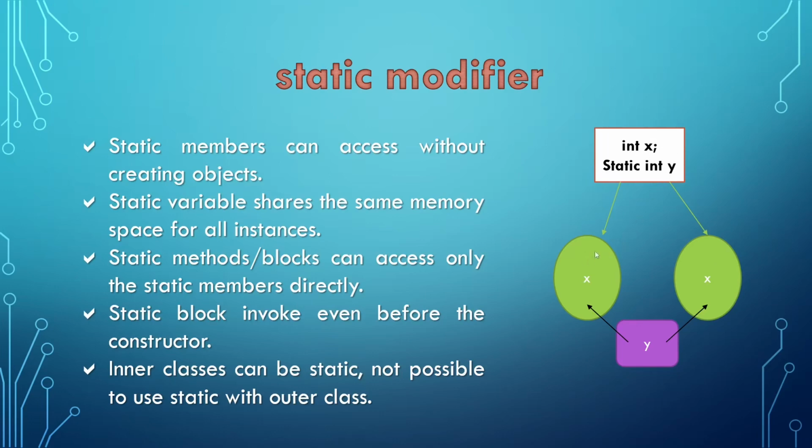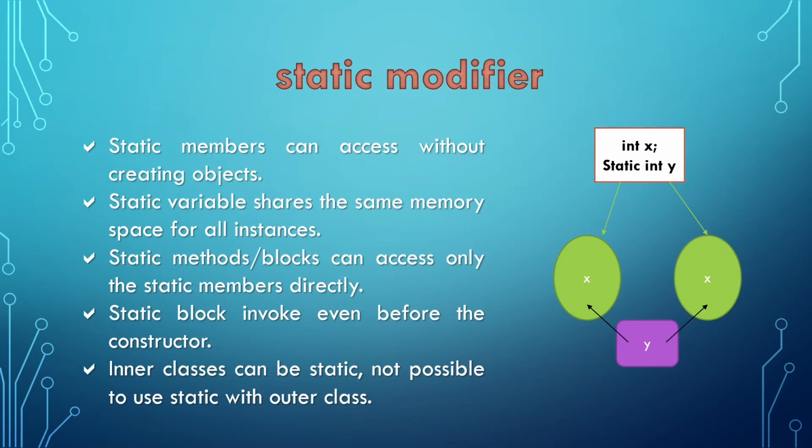If you create two objects, say object 1 and object 2, the x memory space will be different. For object 1, there is a first x memory space. For object 2, there is another memory space for x. But y is static, so it will create a memory space outside, and this memory space is shared by the first object and the second object. Now the next rule: static methods or blocks can access only the static members directly.